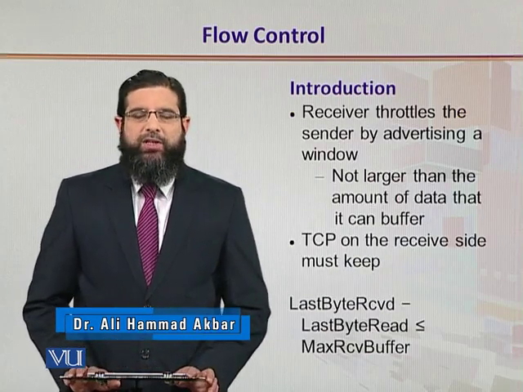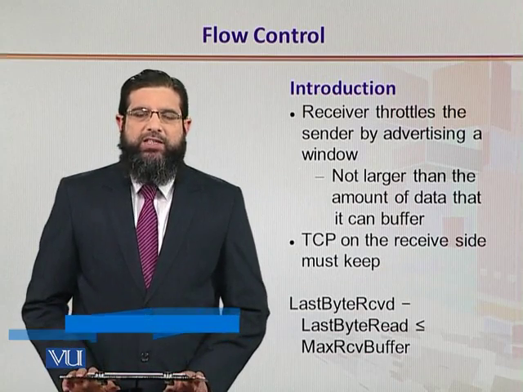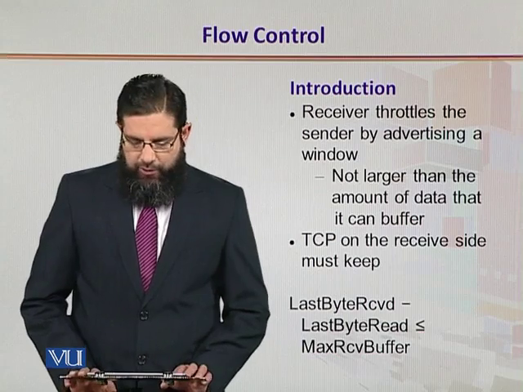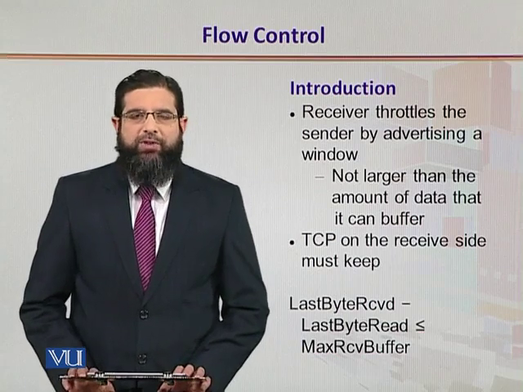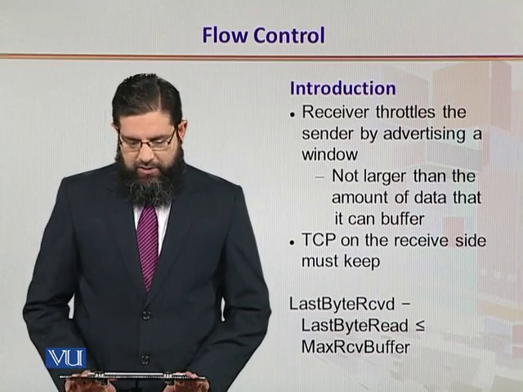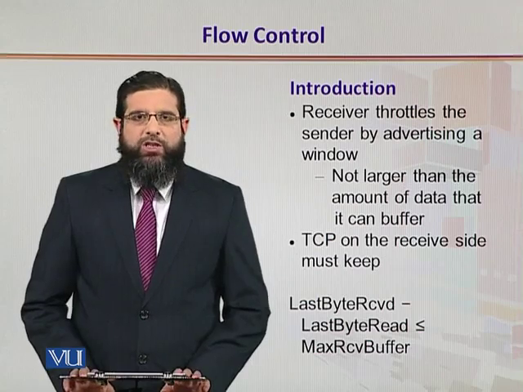So when a receiver realizes that the sender is transmitting at a faster rate than it can handle, the receiver throttles the sender by advertising a window that is the range of sequence numbers that it can accept. This range of sequence numbers has to be smaller than the range of data it can buffer locally.